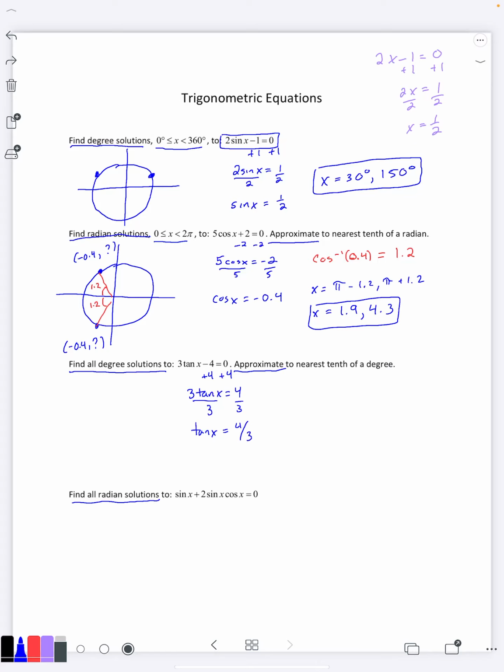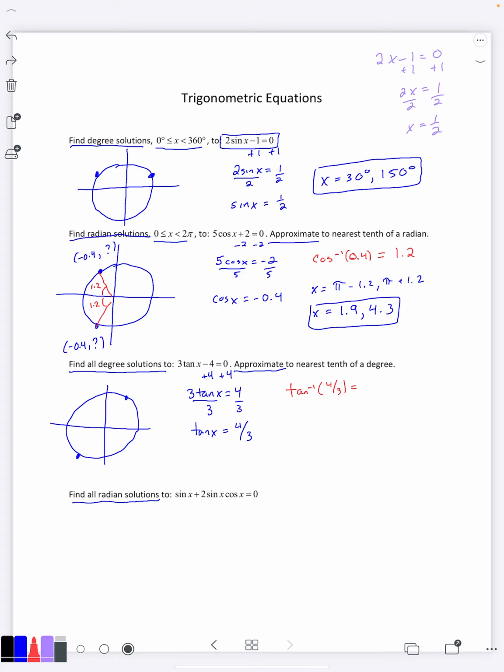Once again, this is not a special point on the unit circle. Those ones are like tangent is equal to 1, or tangent equals root 3, or 1 over root 3. Those are the ones that get special points here for tangent, not 4/3. However, we know that there will be a solution in quadrant 1, and there will be a solution in quadrant 3. Those are the places where tangent is positive. So I will go ahead and do my inverse tangent function here.